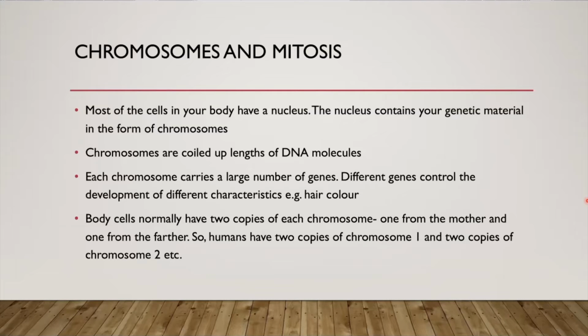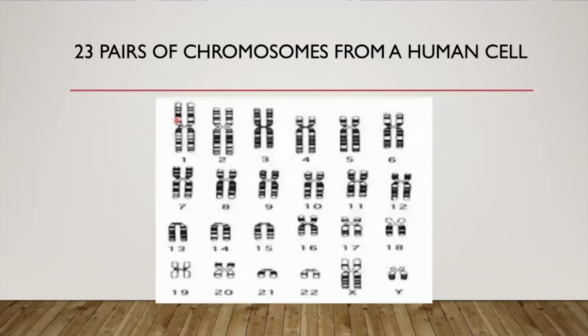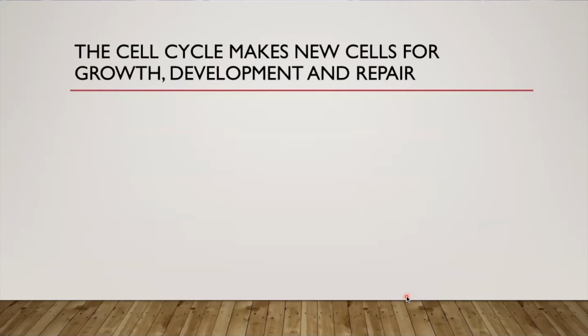Body cells normally have 2 copies of each chromosome, one from the mother and one from the father. So humans have 2 copies of chromosome 1 and 2 copies of chromosome 2, etc. So as we can see, we have 2 copies of chromosome 1, 2 copies of chromosome 2. Now we have 23 pairs of chromosomes in a human cell, and we have an X and a Y chromosome, depending on if you're male or female.